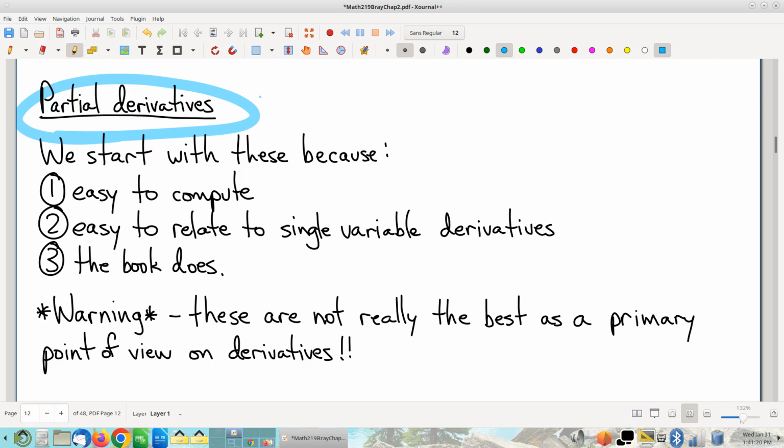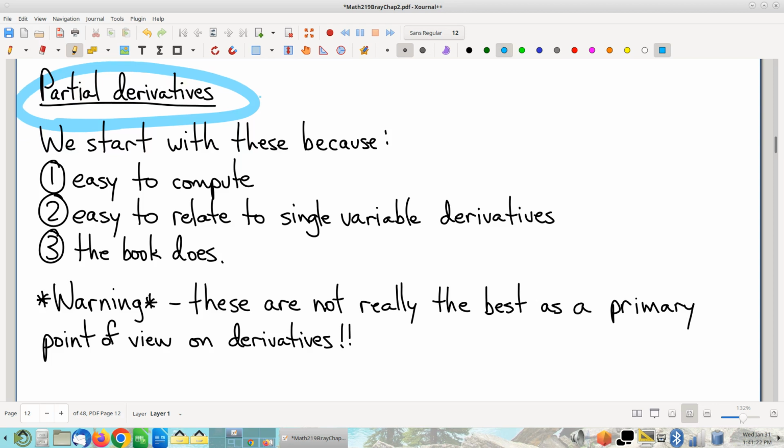They are useful. We like them because they're easy to compute. We like them because they're familiar. They are going to be easily connected to single variable derivatives that you're already familiar with in several ways. And the other reason I start with partial derivatives is because the book does, and I emphasize that that's actually a pretty big deal. If it was entirely up to me, I probably wouldn't. I think there's a case against starting with partial derivatives.